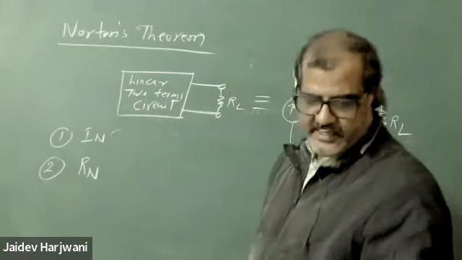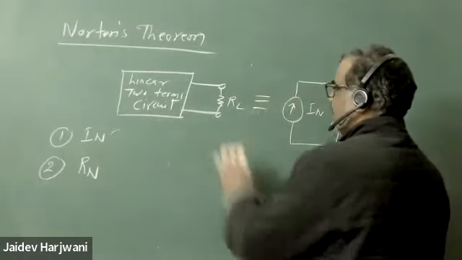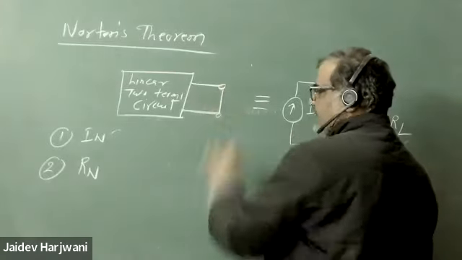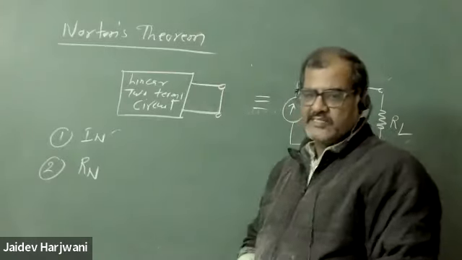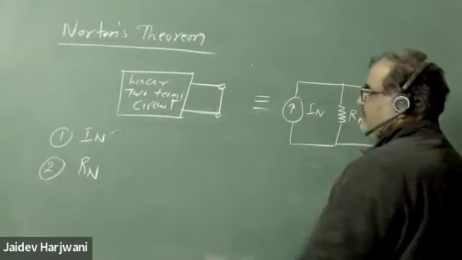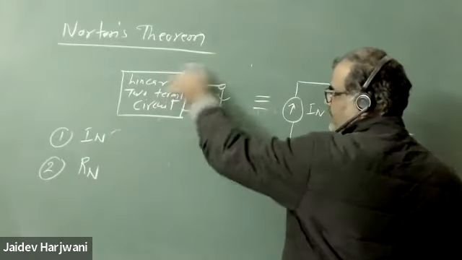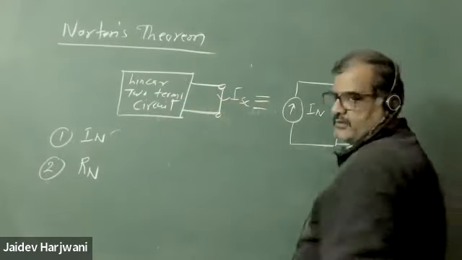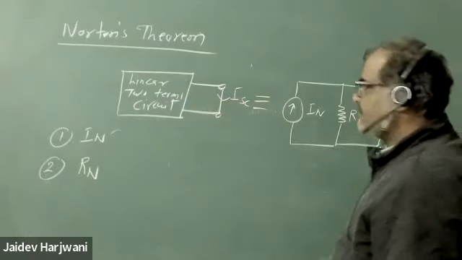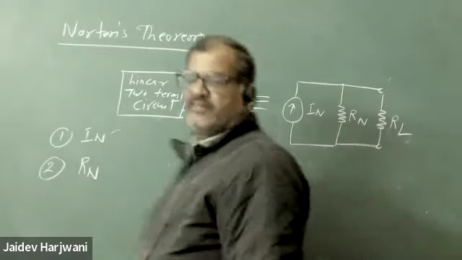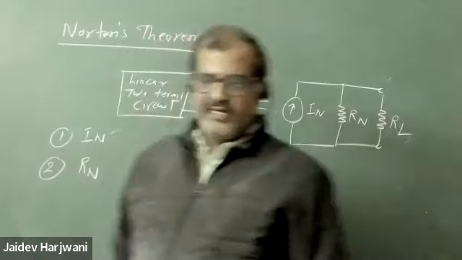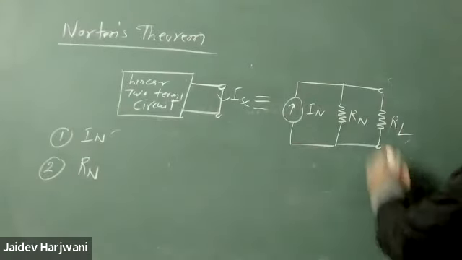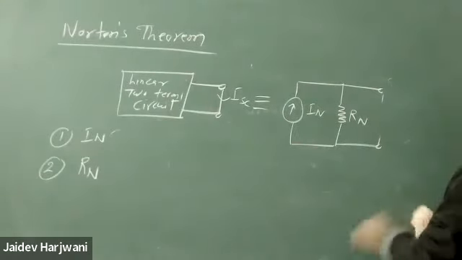Suppose I have a resistance RL and I remove this resistance and put a short circuit here. That means I am shorting the load resistance. Okay, so a current will flow here due to this circuit. That is the short circuit current, ISC. Now these two circuits are equivalent, so similarly I have to short this circuit also.